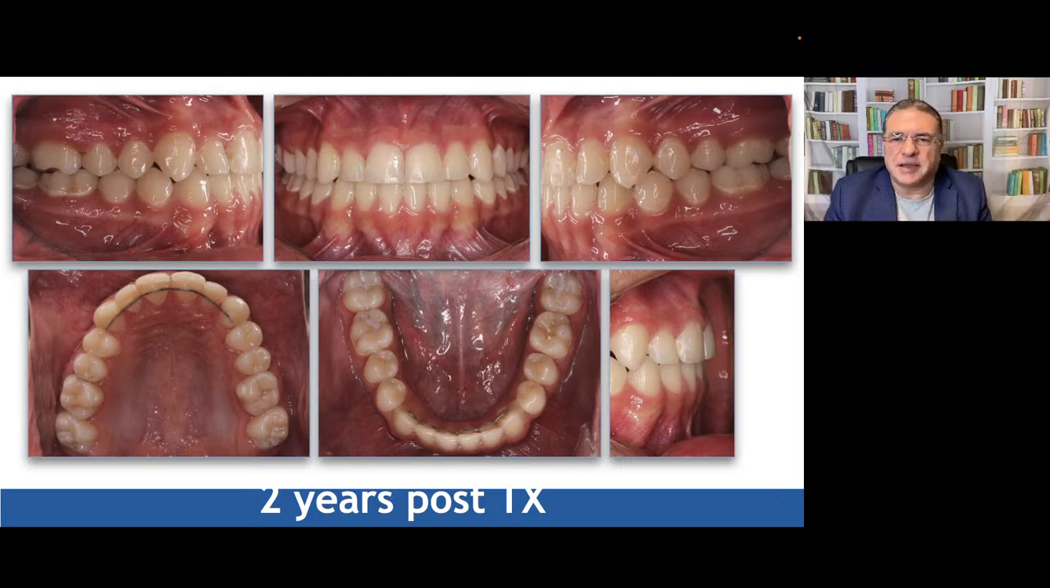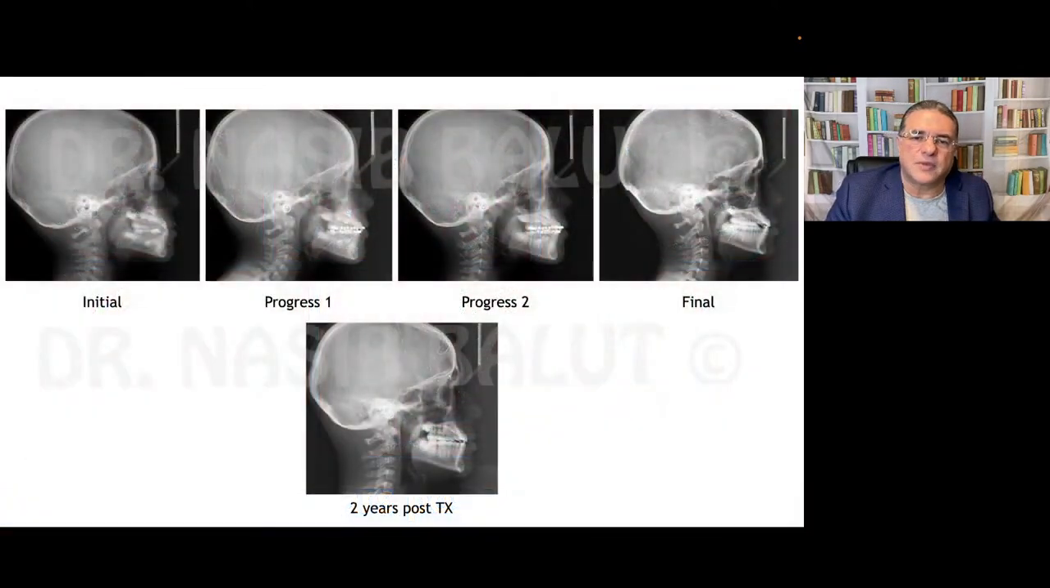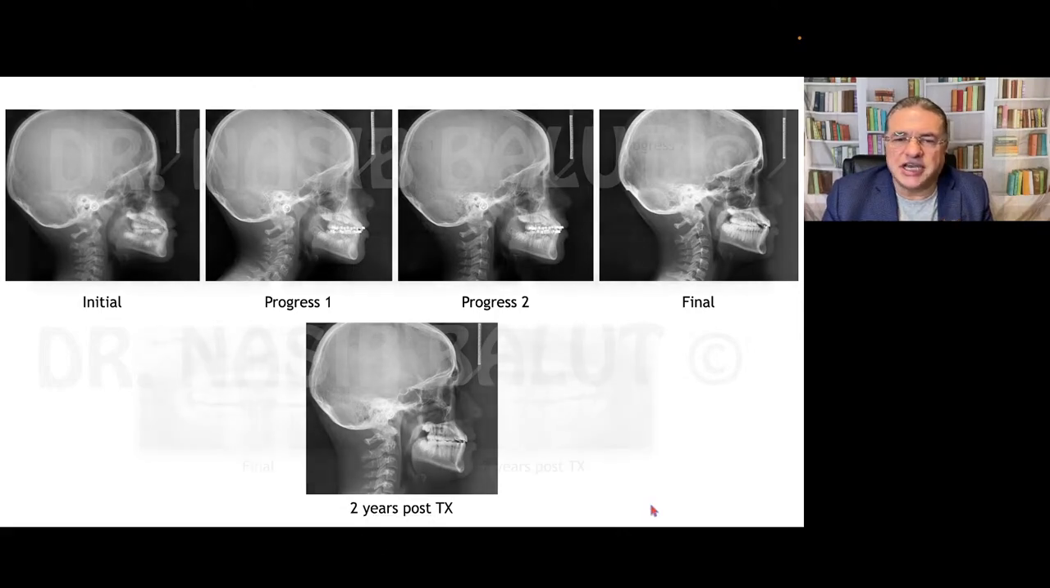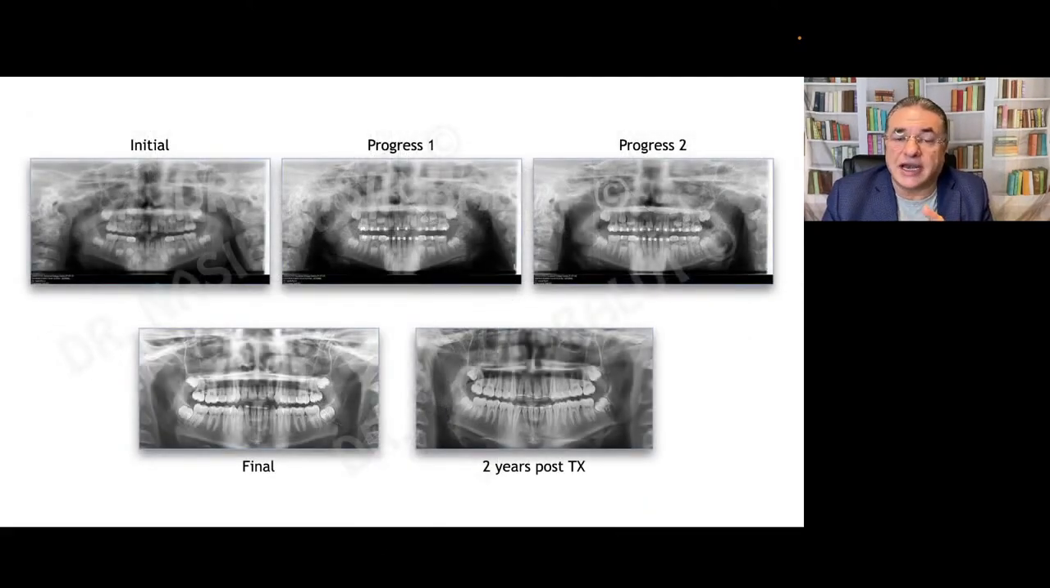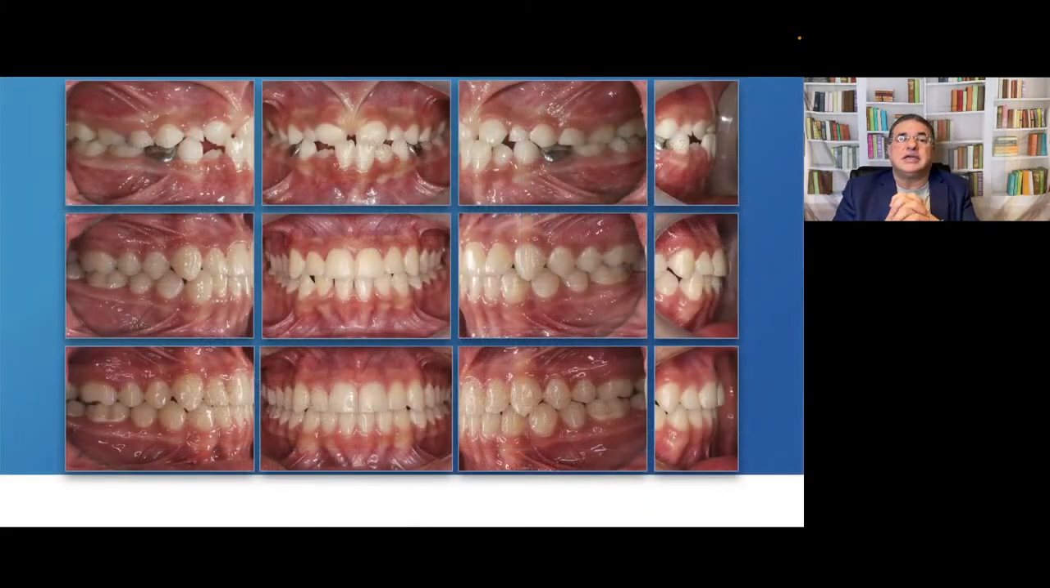Now the patient is about 15, 16 years old. And here are the lateral cephs in different stages of the treatment. So in general, this is what I do in growing patients.